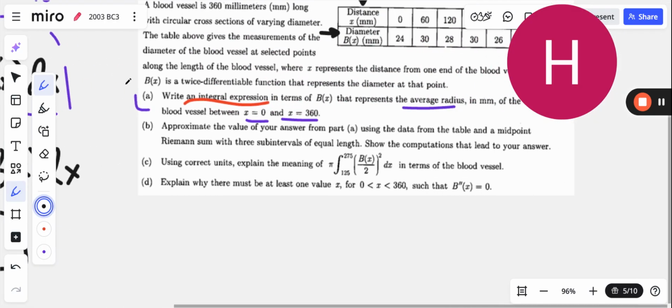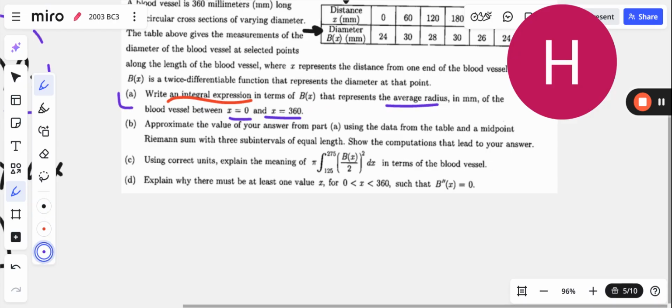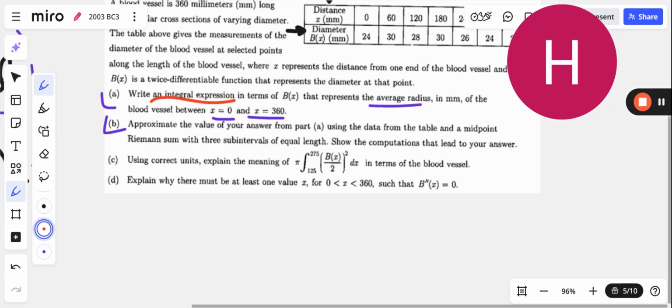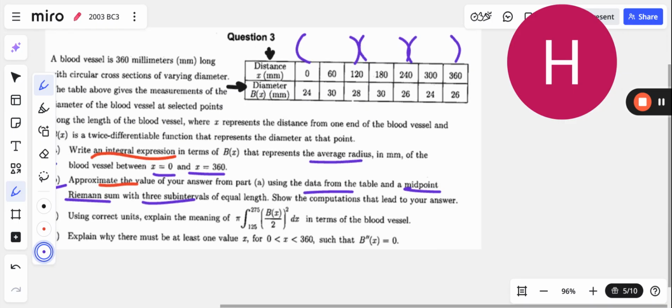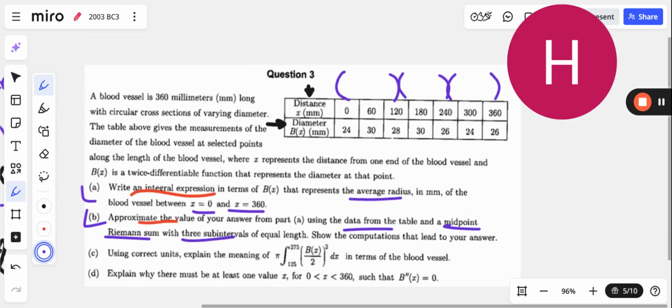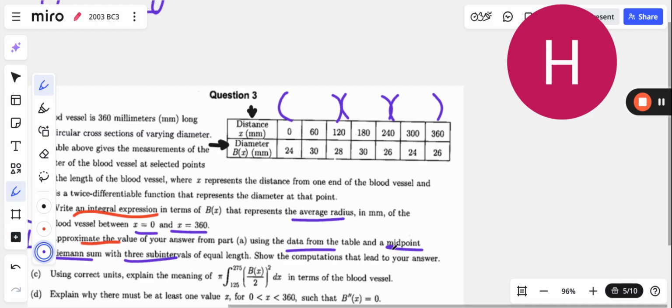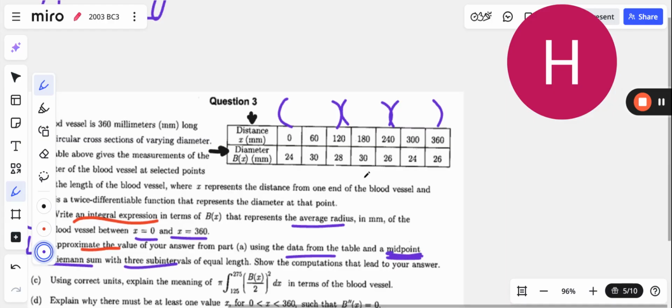Part B, approximate the value. I had a feeling that was coming. Approximate the value of your answer in part A using the data in the table, and then using a midpoint Riemann sum with 3 subintervals. Okay, so we're going to go from 0 to 120, and then from 120 to 240, and then from 240 to 360, and those are going to be our rectangles, but the height of the rectangles comes from, ding, ding, ding, the midpoint. So we're going to be using this as the height of that rectangle, this one as the height of that rectangle, and this one as the height of that rectangle.